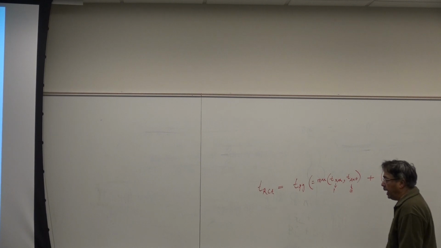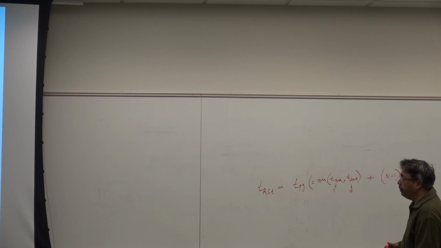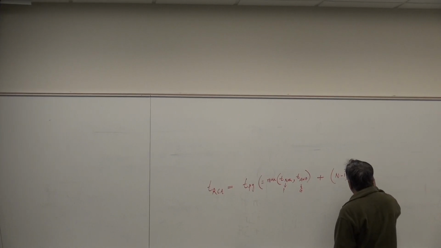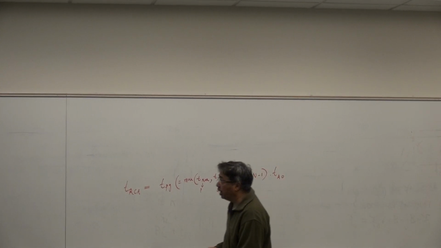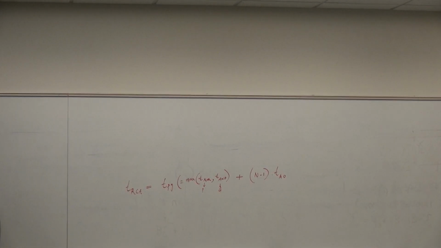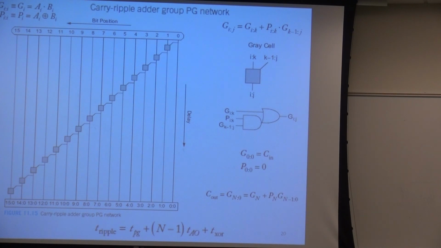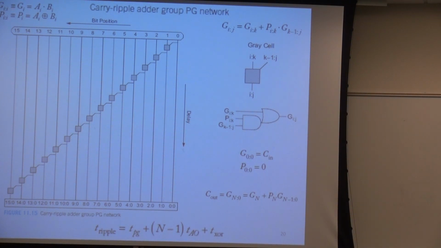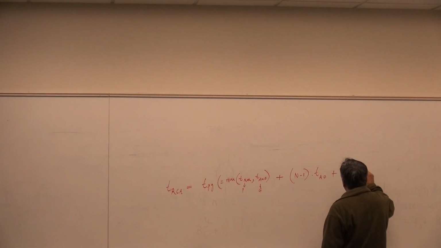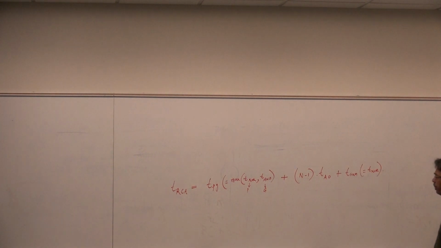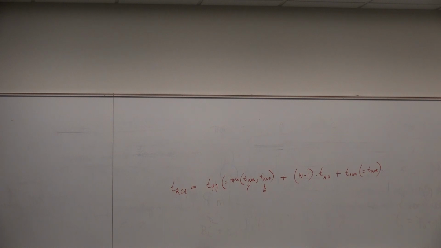Responsible for propagation of ripple carry all the way from input to the output in the worst case. So that would be the T of AND-OR gate, because inside these boxes we have two-input AND and two-input OR gates. Plus we have the T sum, which is equal to T XOR. So this is the expression for the ripple carry adder.